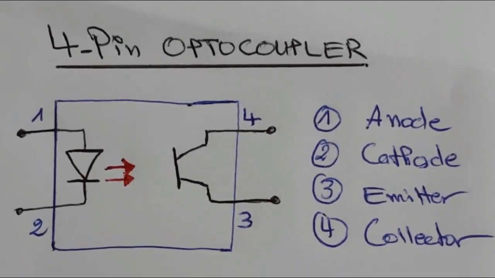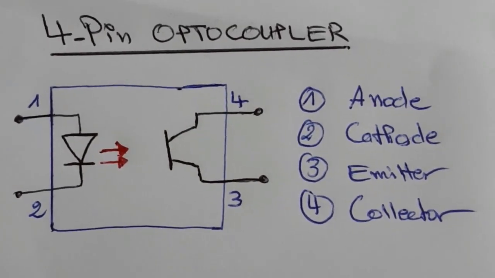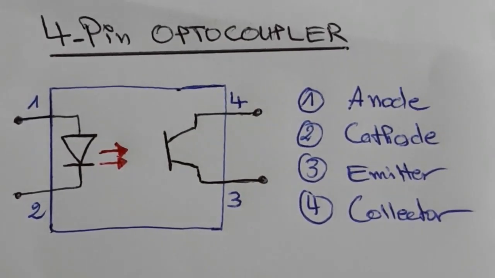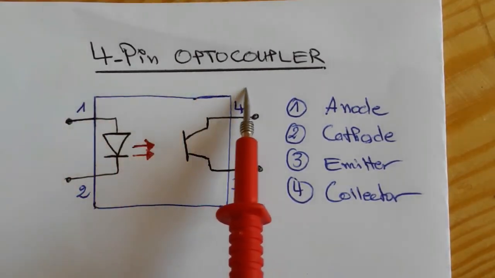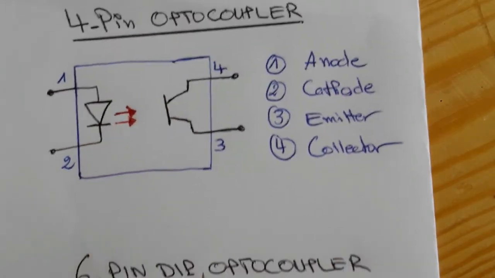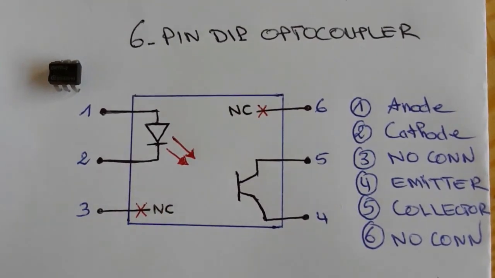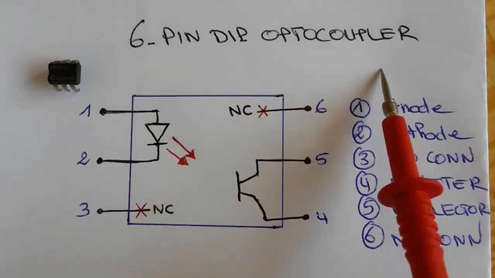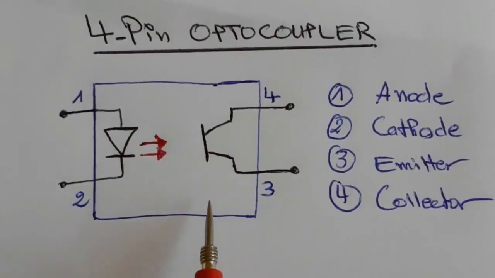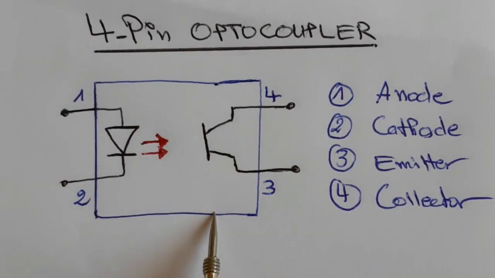And if we test optocouplers or opto-isolators using the multimeter. So I'm going to show you how to test a 4-pin optocoupler and a 5-pin or 6-pin optocoupler. So basically this is the circuit diagram of the 4-pin optocoupler.